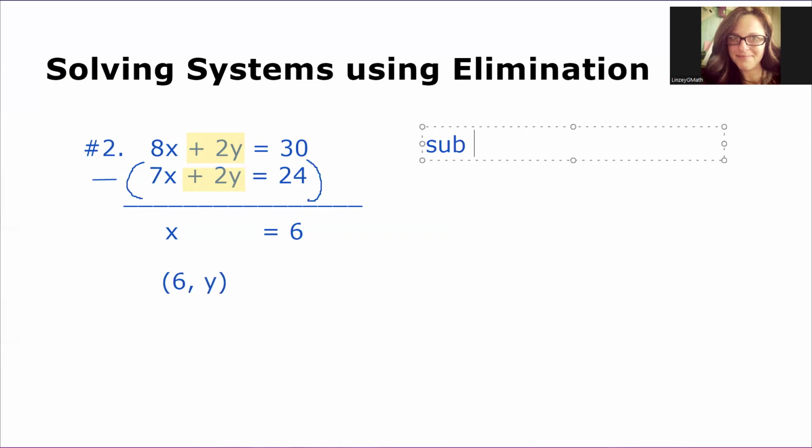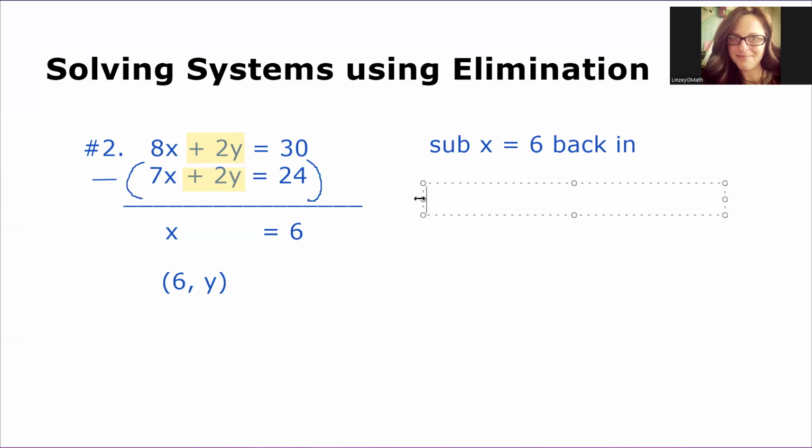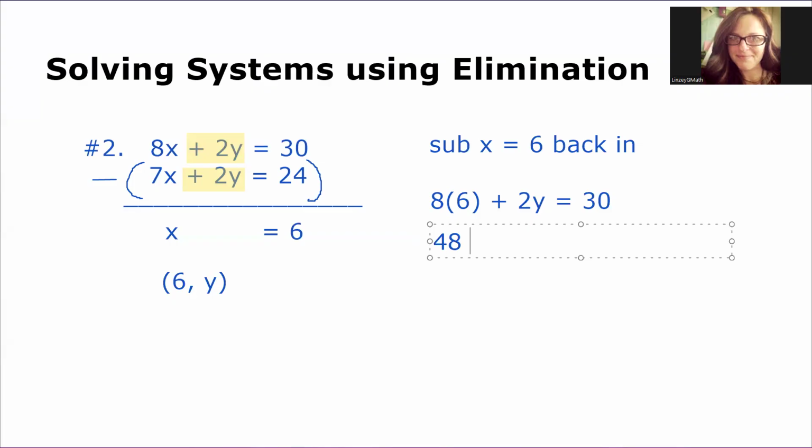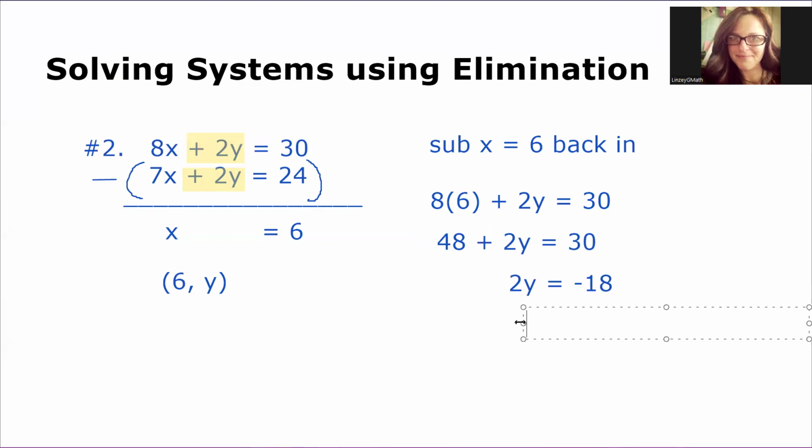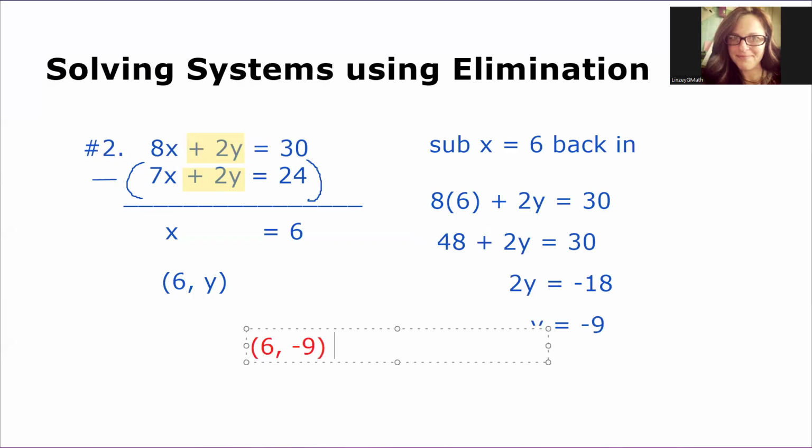We'll substitute x equals 6 back in to one of the original equations. I'm going to use the top equation. We'll solve for the y. Subtract 30 minus 48. You can always use a calculator. And divide. And this is our point of intersection, the point where the two lines cross.